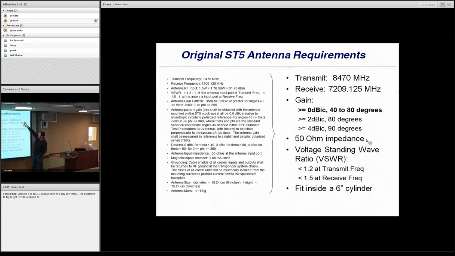Transmit and receive frequencies, obviously very important. So this is X band if you're an antenna person. 8.4 gigahertz to 7.2 gigahertz. Gain, impedance, and a geometric constraint that it needed to fit inside of a 6-inch cylinder. So our test was to see if we could take this list here, feed it into our algorithm, and get an antenna that could meet those specifications.